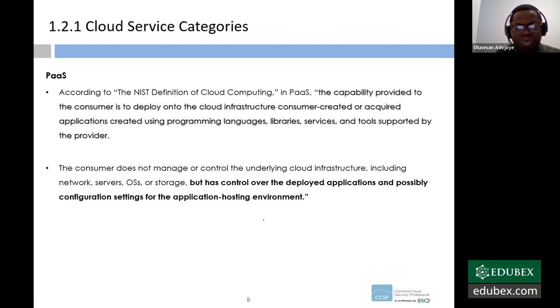So what is the idea here? You are not concerned about the underlying operating system. That is the responsibility of the cloud service provider. The underlying operating system may be Linux or Windows; the configuration, the maintenance, and the update of the underlying infrastructure are not your concern. You are business focused, business oriented, you focus more on your application, and you provision the application on the cloud service provider.